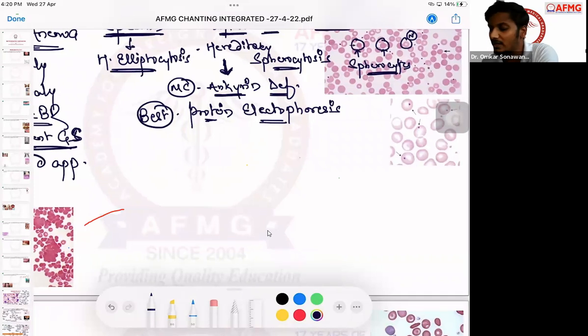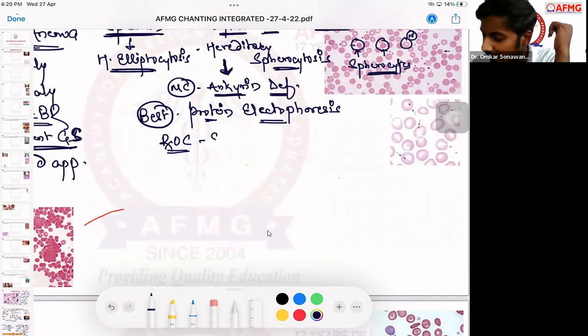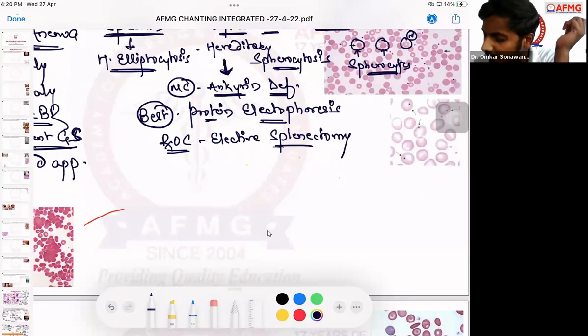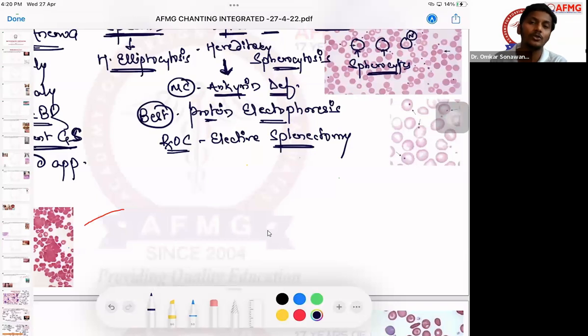So the best test would be protein electrophoresis. Please remember. And what is the treatment of choice in hereditary spherocytosis in a patient? Quickly tell me. If we keep the spleen in the patient, the RBCs will keep being destroyed. Very good. So it is elective splenectomy. Elective means planned, nothing else. If they ask you the treatment of choice, it is splenectomy, because you cannot do anything for the gene defect or the protein defect that is there.